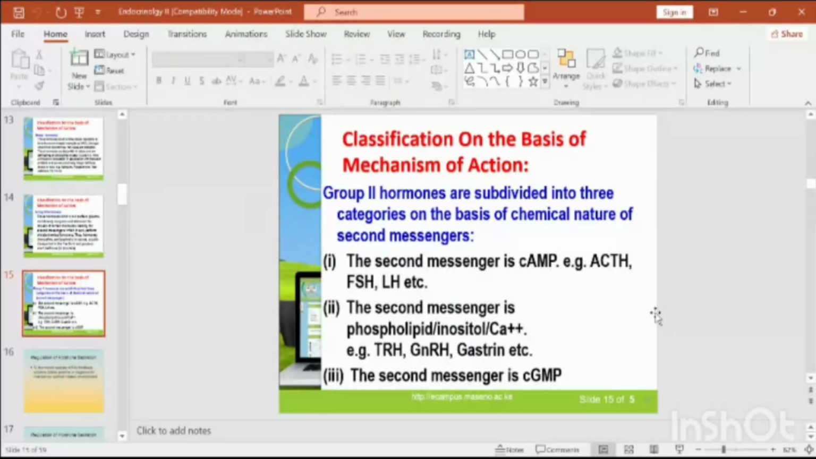So a hormone could, for example, bind at the intracellular calcium receptors and cause the release of calcium from the endoplasmic reticulum. Thyroid releasing hormone is an example of that. And lastly, we have cyclic GMP as another type of secondary messenger.